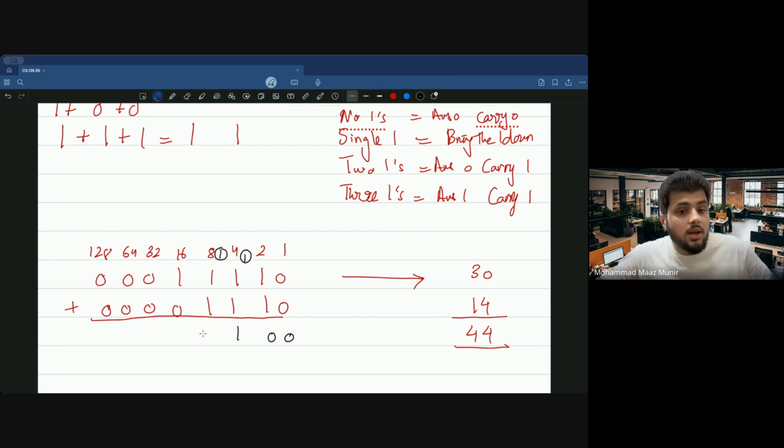Again, 1 1 1. Answer 1 and a carry 1. But now 1 1 0. Two ones, right? So the answer is going to be a 0 with 1 carry. 1 plus 0, so just a single one. Just bring down the 1 and then 0 0.